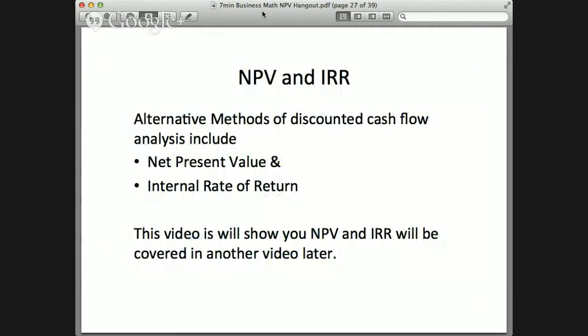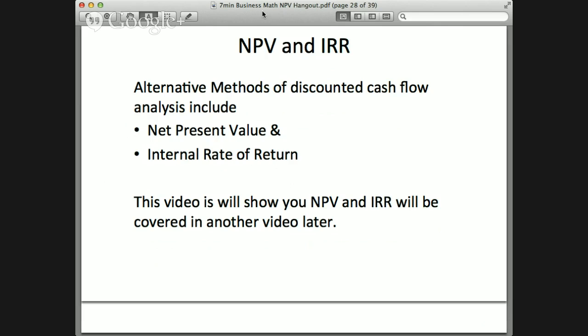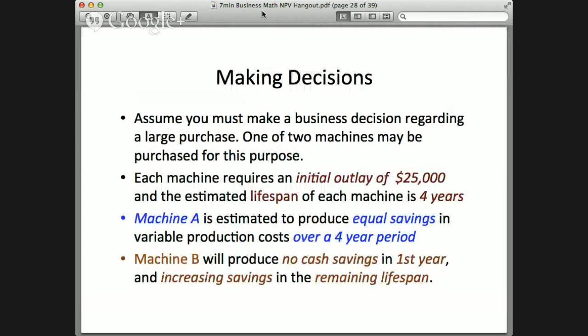So in going there, net present value and internal rate of return are different methods that we can use on the discounted cash flow. Today we're looking at net present value, and the internal rate of return we're going to look at in another video at some time in the future. So assume that you must make a decision regarding this purchase.